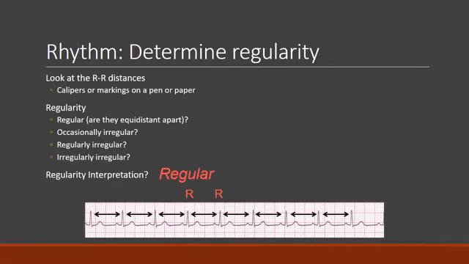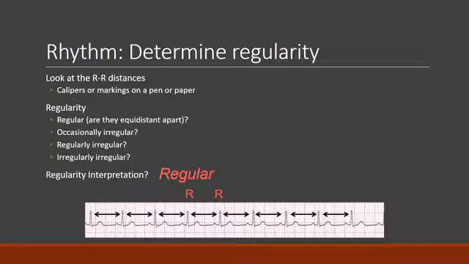The next thing that we want to do is take a look at the regularity of the rhythm. Is it regular or is it not? Do we see equal spacing between each of the R waves? If we do, then the rhythm is regular. All right, so we're going to measure, and you can actually do this with calipers or markings, and figure out, is the distance between each of the R waves regularly spaced?